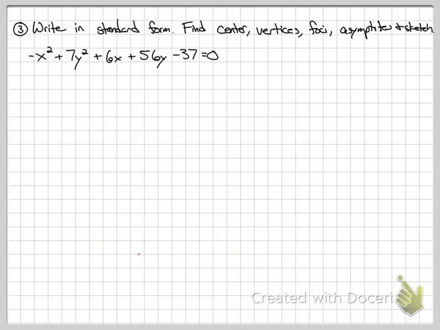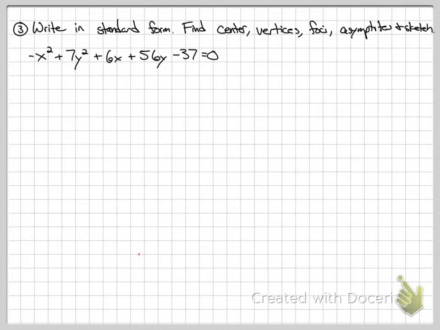Okay, copy down number 3. Look it over and figure out what type of conic it is. I see 2 things squared, 2 variables squared. One coefficient is -1, the other coefficient is +7. One of them's negative, that makes it a hyperbola. See if you can get it ready to complete the square.